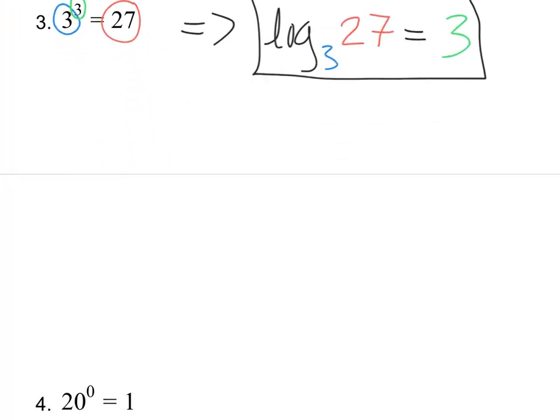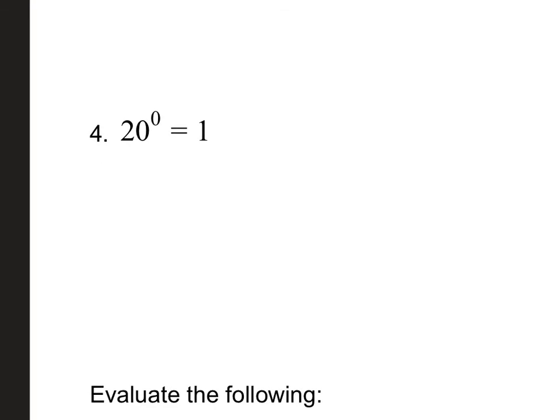Okay, so then coming down to number 4, same deal. So we have this base number here, we have the 0 up here, and we have the 1 over here. Now, we know that's true. 20 to the 0 power is 1. Anything to the 0 power is 1. 1,000,000 to the 0 power is 1, so on and so forth.